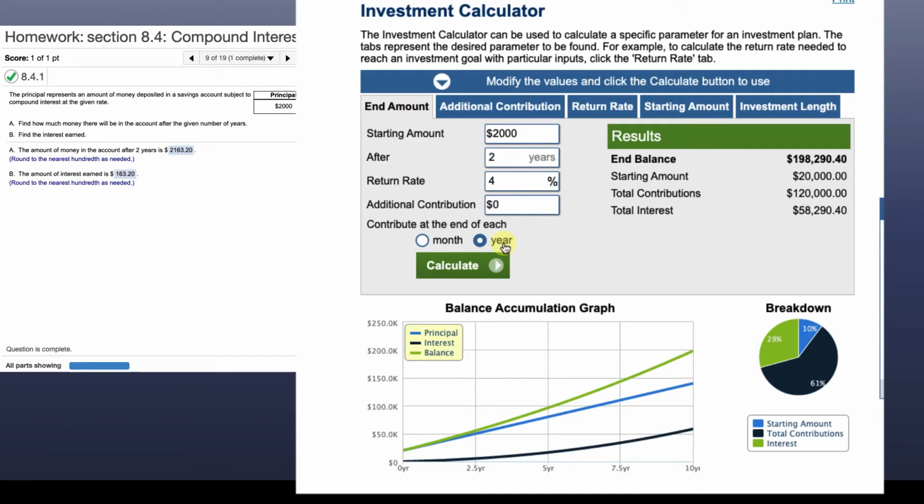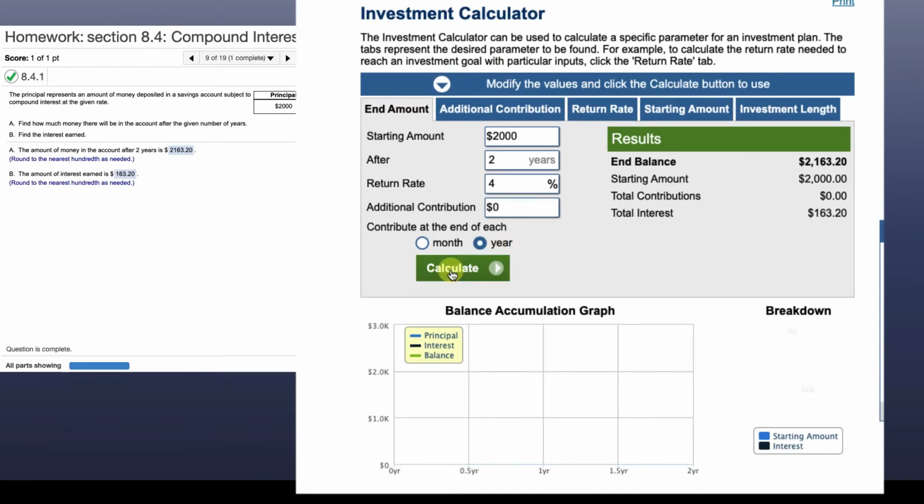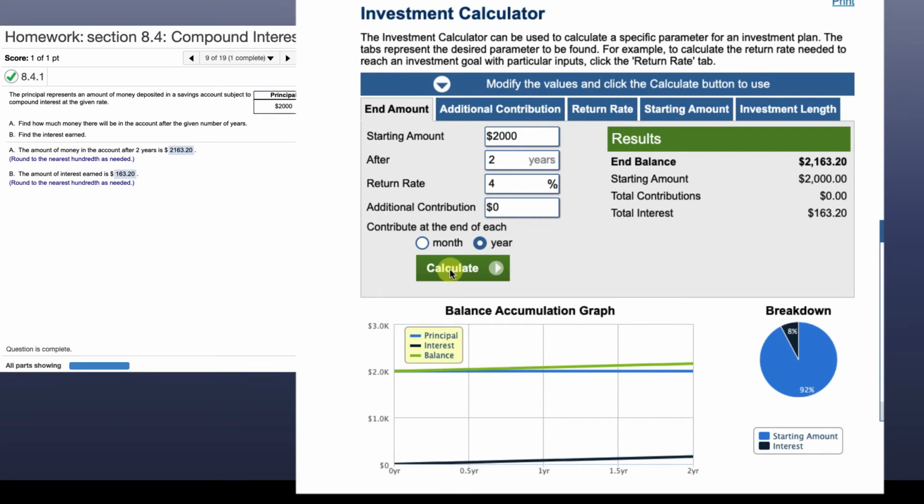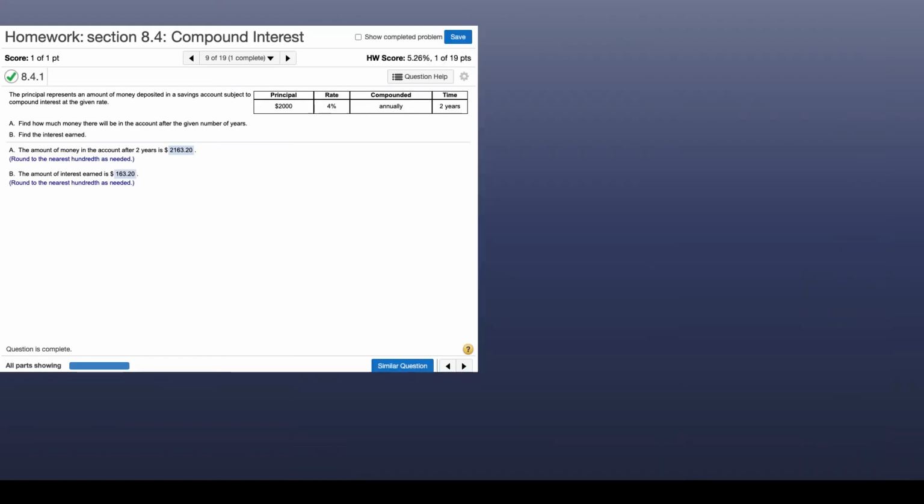So this actually is a little bit limited. And now if I hit calculate, there you go. So my ending balance was the $2,163.20, and then there's my interest. Okay, so that's how you can do it on this calculator website. So that was an investment calculator, but again, that's got some limitations. All right, but got the same answer. All right, one more way.